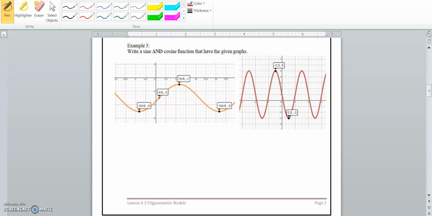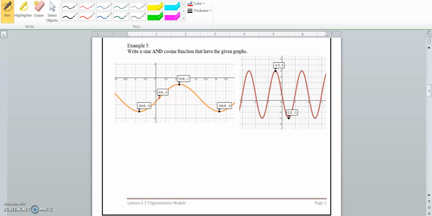Part 3, we're doing example 3, and the only difference is that rather than being given a particular coefficient or property, we're just being given the graph. The other difference is we have to create both a sine and a cosine function because, as we know, sine and cosine look the same on a graph. The only difference is that they have a phase shift that separates them.